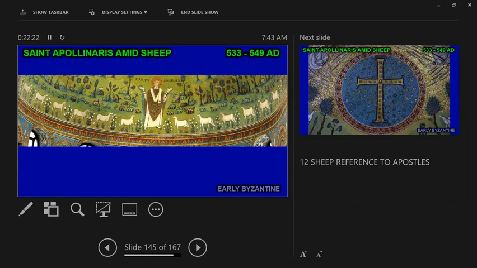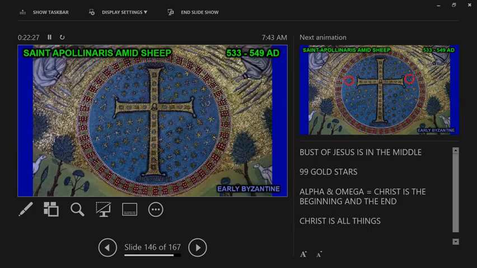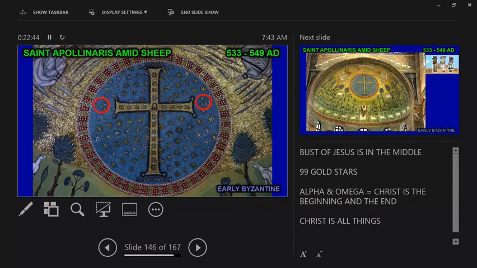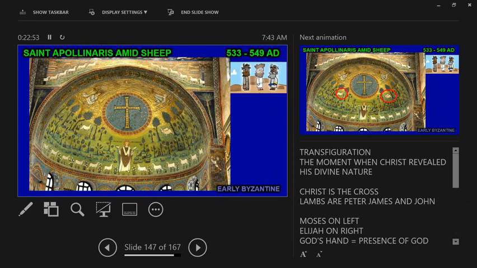Twelve sheep refer to the apostles. And in the center of the cross above him is Jesus. Right there. There are 99 gold stars. And then we have an alpha and omega sign, signifying that Christ is the beginning and the end. Christ is all things. And then on the left and the right, we have a reference to the Transfiguration story.